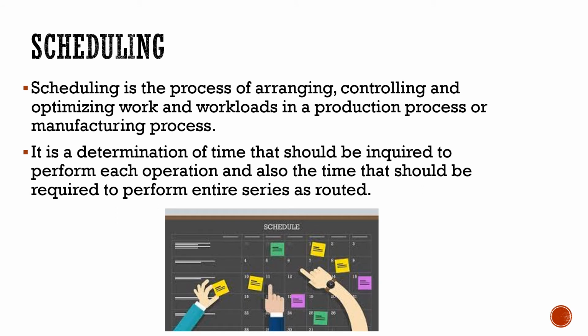Then scheduling. Scheduling is the process of arranging, controlling and optimizing workloads in a production process or manufacturing process. It is the determination of time. It is very important. Kindly remember the words. Routing is related with the path or the sequence or the route, whereas scheduling is related with time: the determination of time that should be required to perform each operation, and also the time that should be required to perform the entire series as routed. So the actual time taken and the required time for the production or manufacturing process you are going to consider in scheduling.